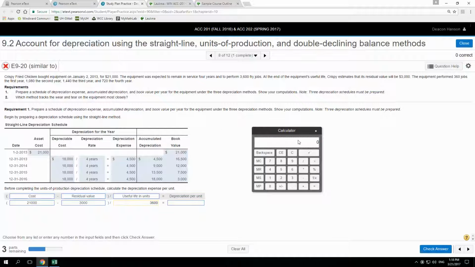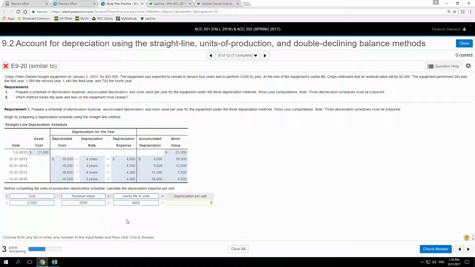So for that one I'm going to use my calculator, even though you probably could do it in your head because they're multiples of 6, right? You've got 18,000 divided by 3,600. Some way you could use your mental math to do that real quickly because the 36 and the 18 have a lot in common. Anyway, that's just an aside. That's going to be my depreciation per unit.